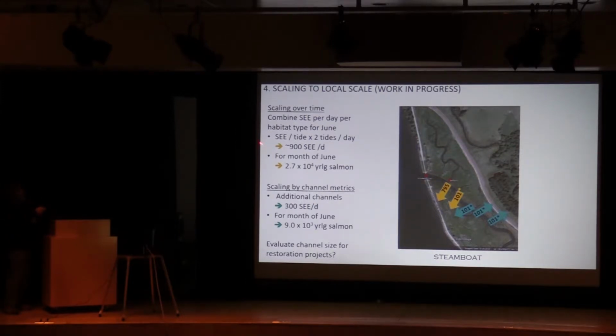And then, if you scale it up over time, you can get some large numbers of salmon that could be supported over the course of, say, a month of June. So that's one way to look at the importance of these channels over time. Another way is by scaling up by the metrics of the channel. Since we can't sample them all, we're going to try to anticipate a channel of, say, this morphology, which looks similar to these ones. Maybe those rates are the same. So now we can scale up that way to get a larger picture of what's happening in one tidal wetland.